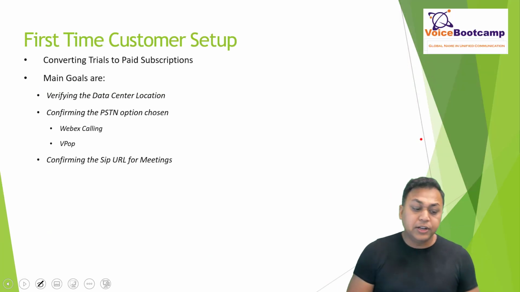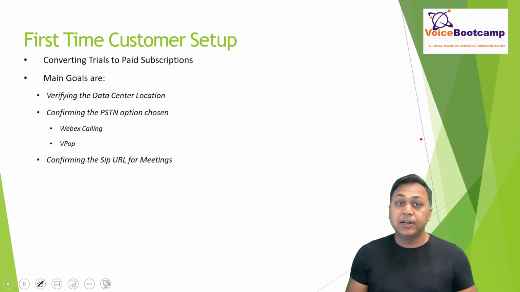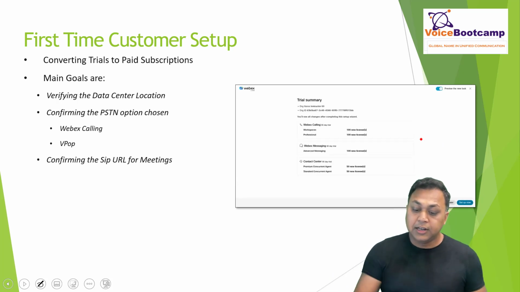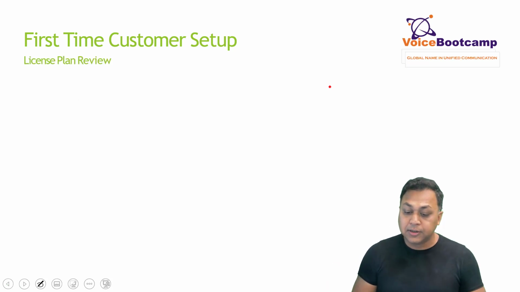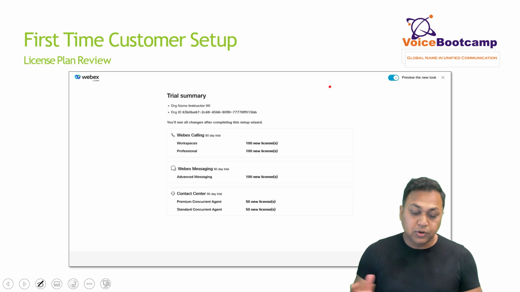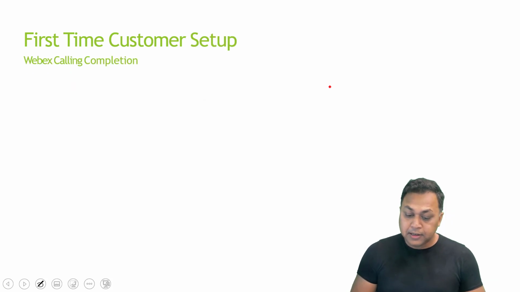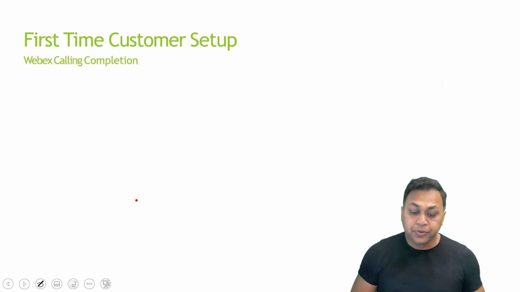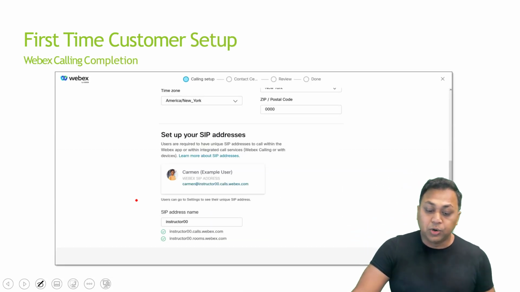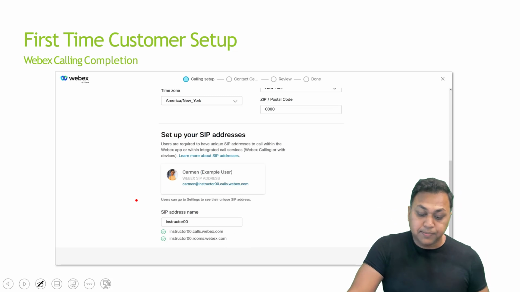So the main goal here is to verify the data center location, verify the PSTN option, and confirm the URL for the meeting. Now, once you see the summary of what you are going to get as a customer, you will set up your location as I've shown you in the lab. You will then set up your SIP message, how you want the SIP messages to happen.